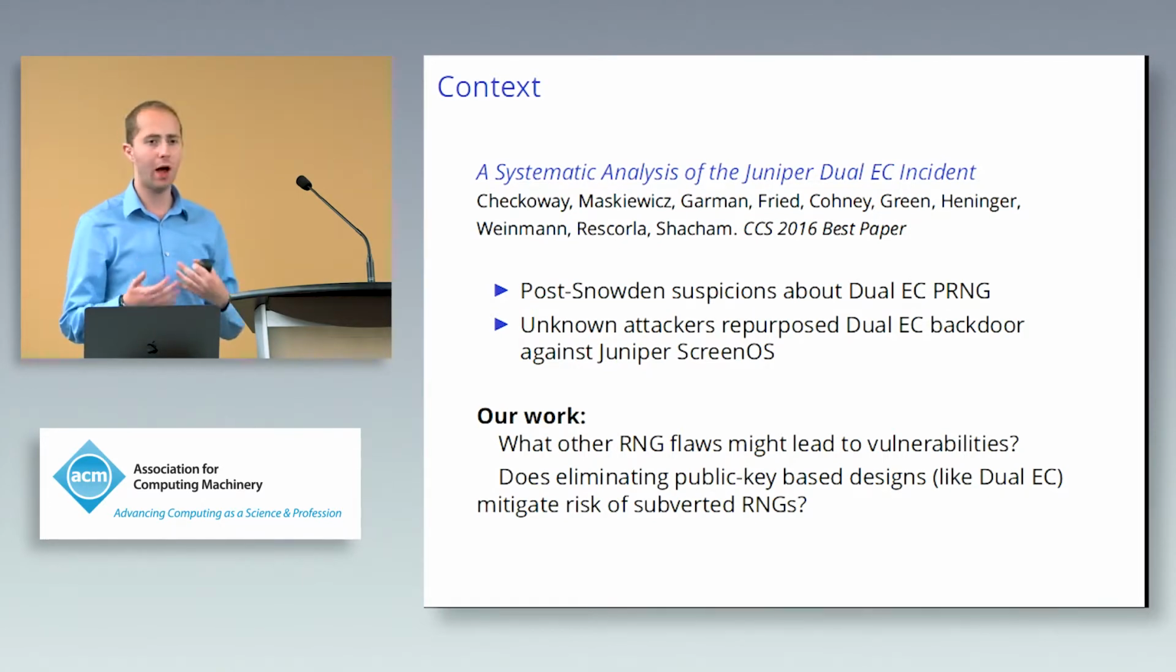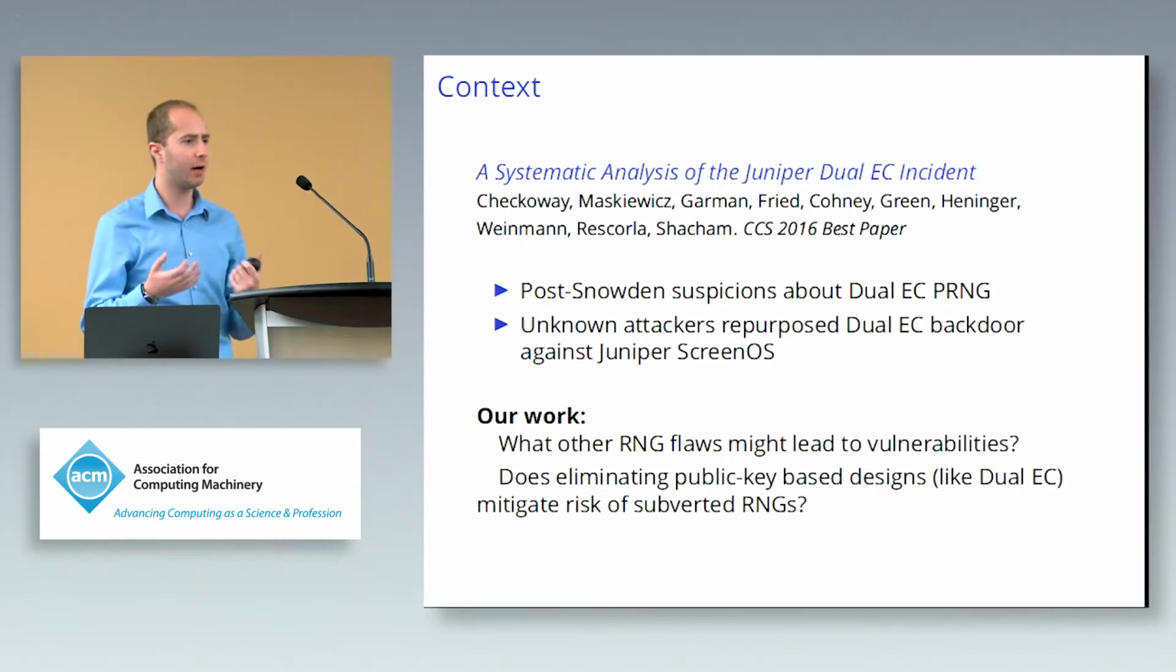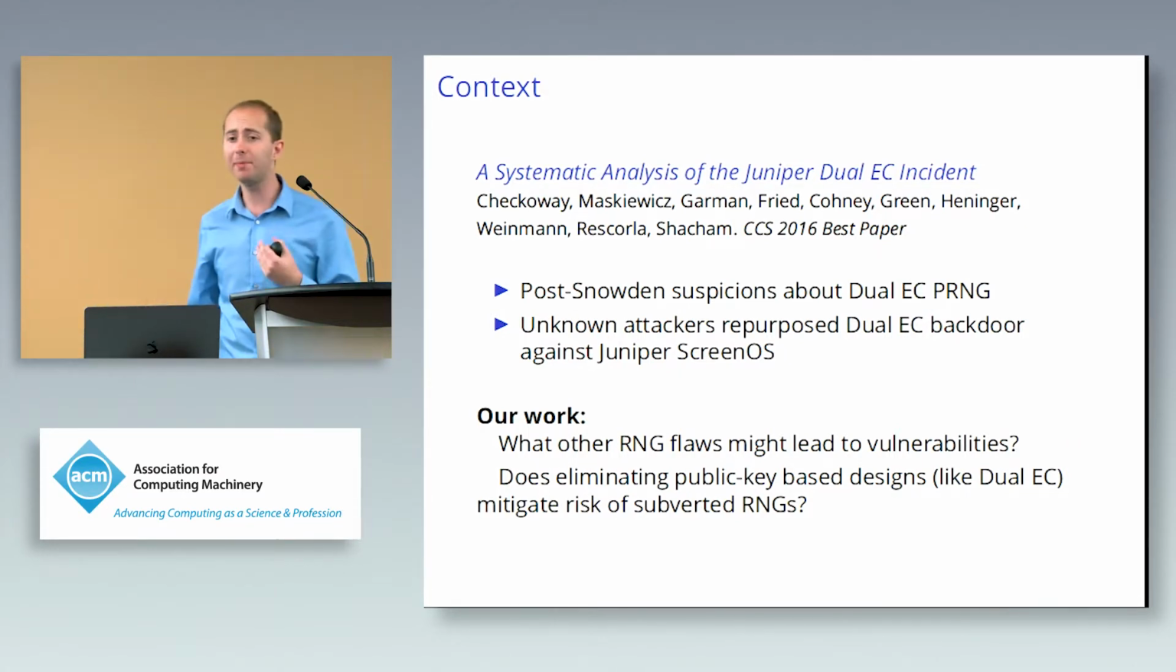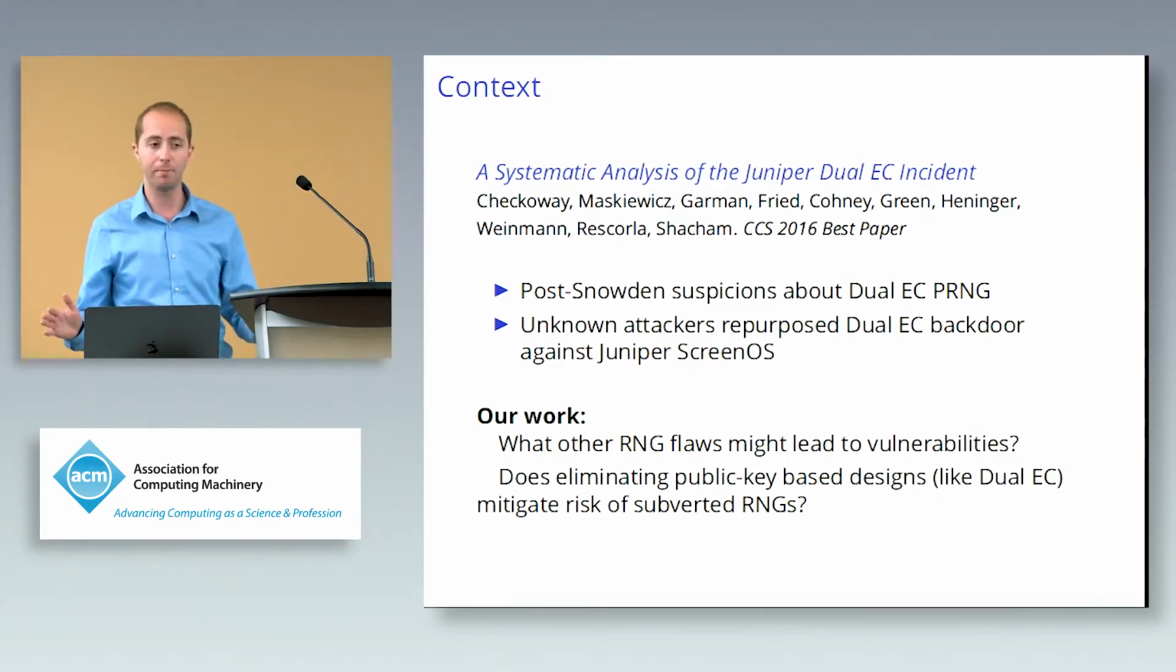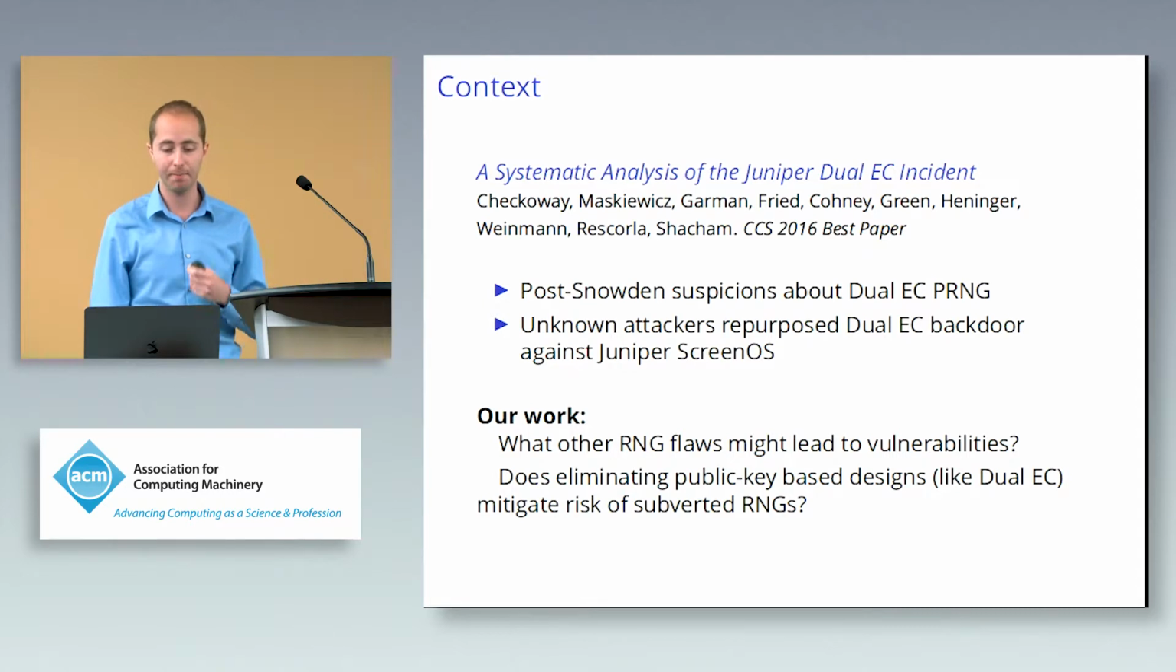This led us to a few other questions. So what other RNG flaws might there be out there that lead to vulnerabilities? And further, there seemed to be a bit of a consensus among some members of the cryptographic community that as long as we eliminated certain public key designs, like dual EC, this would somewhat mitigate the risk of subverted RNG standards. So no more public key RNGs, and we're all good. However, we decided to test this hypothesis a little better by looking at existing RNG standards.